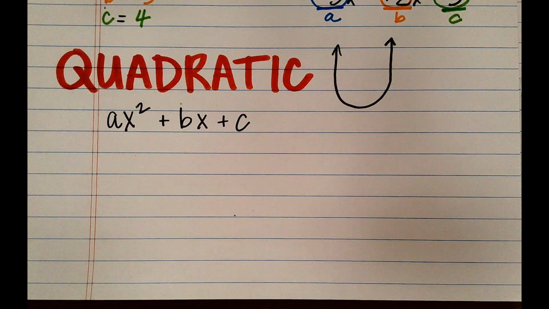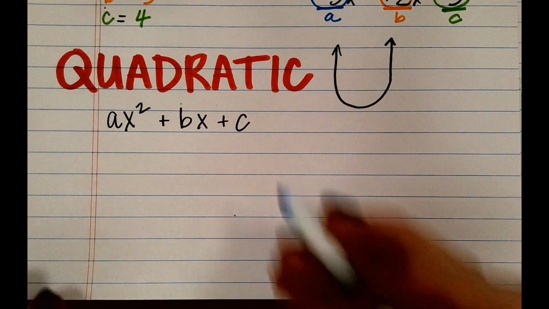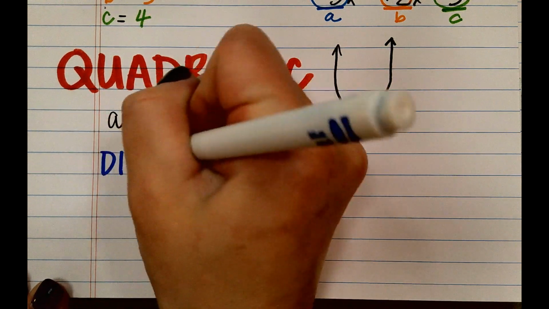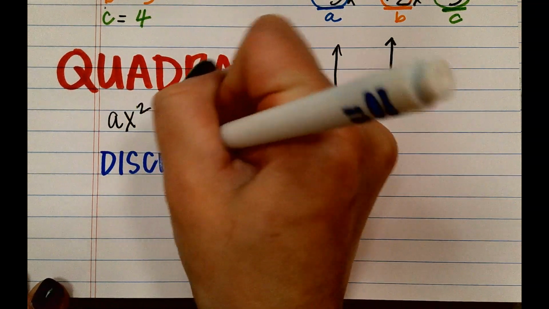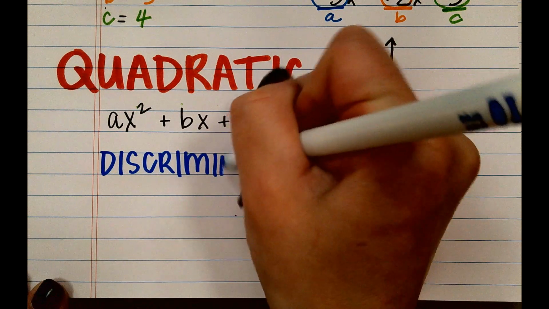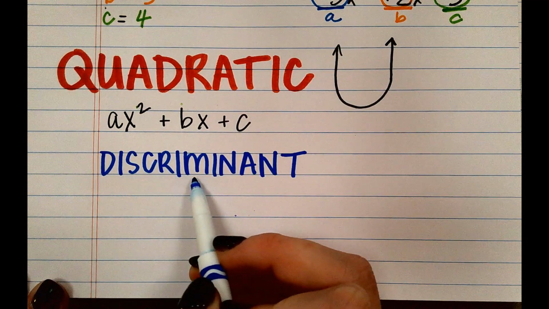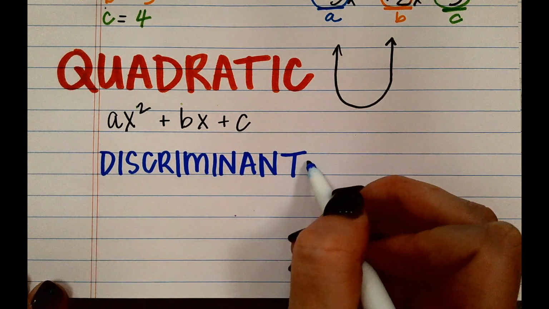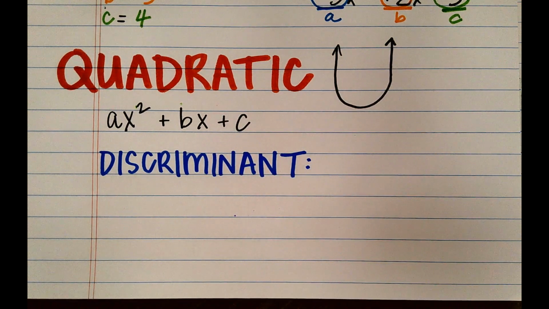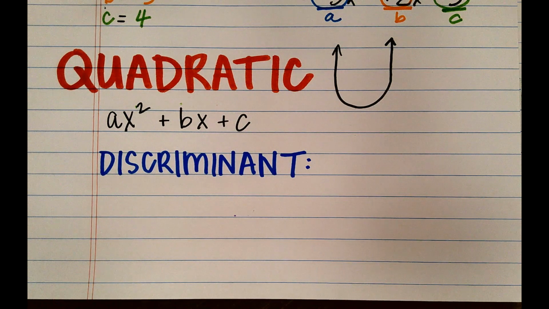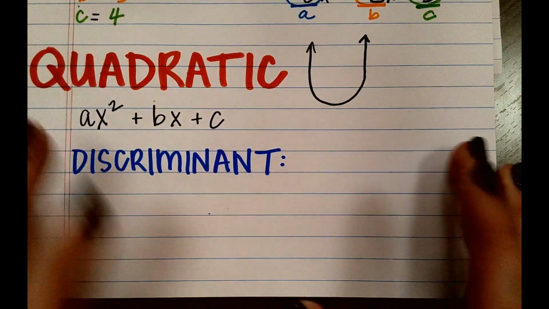But this next word is called the discriminant. Discriminant. So the discriminant is something that is going to tell us what the graph is going to look like. And there's a special formula. I'm going to give you a formula.